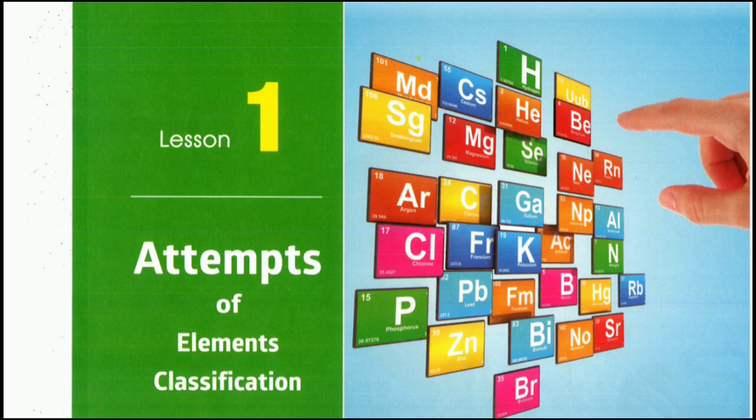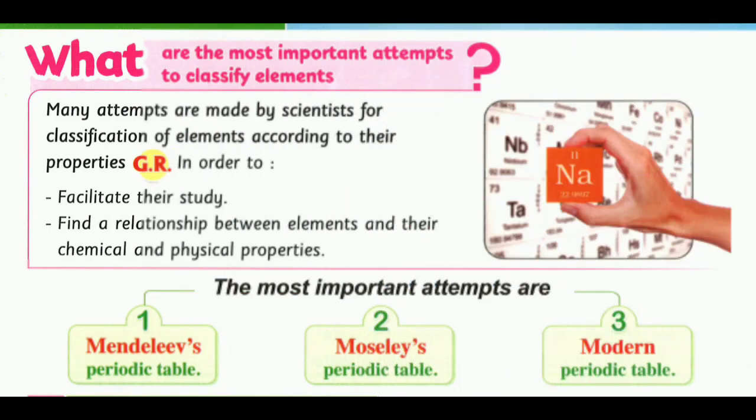Unit 1, Lesson 1, Attempts of Element Classification. What are the most important attempts to classify elements? Many attempts were made by scientists for classification of elements according to their properties, in order to facilitate their study and find a relationship between elements. The most important attempts are Mendeleev's periodic table, Moseley's periodic table, and the modern periodic table.